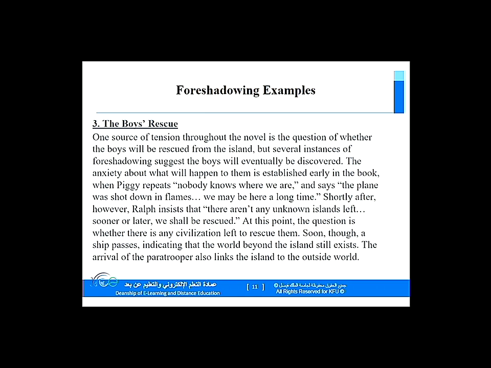Shortly after, however, Ralph insists that there aren't any unknown islands left. Sooner or later, we shall be rescued. At this point, the question is whether there is any civilization left to rescue them. It's true, there are no more unknown islands. All the islands are known. But is there a civilization left? Because you have to remember the story is happening with the First World War in the background.